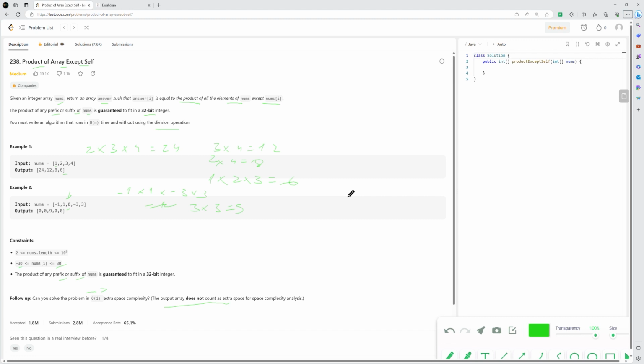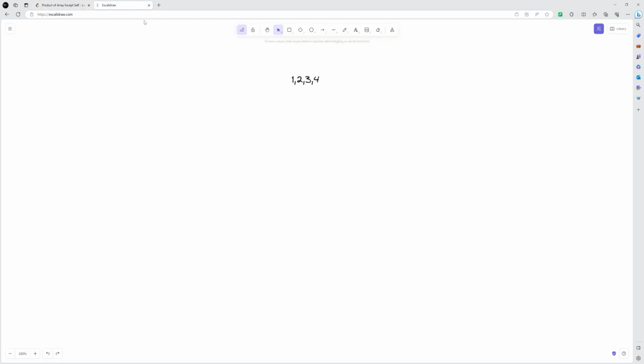Now, the solution to this problem is actually in the problem statement. It says prefix or suffix of nums. How can we use a prefix product or suffix product to solve this problem? We'll go through an example. We are given the same example from the problem statement.